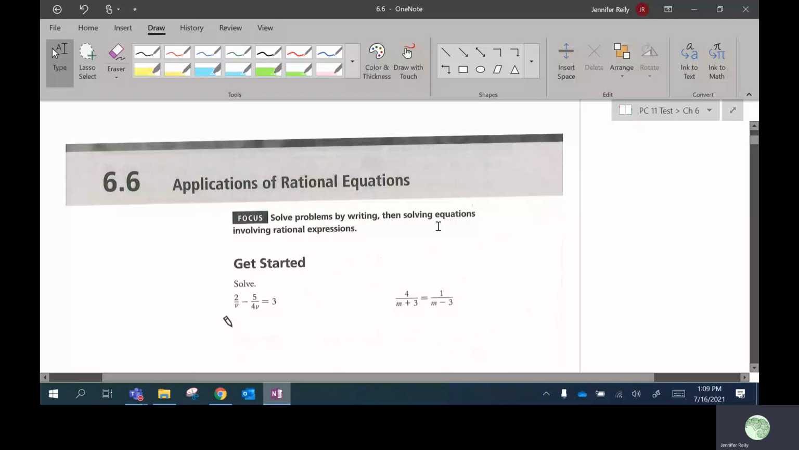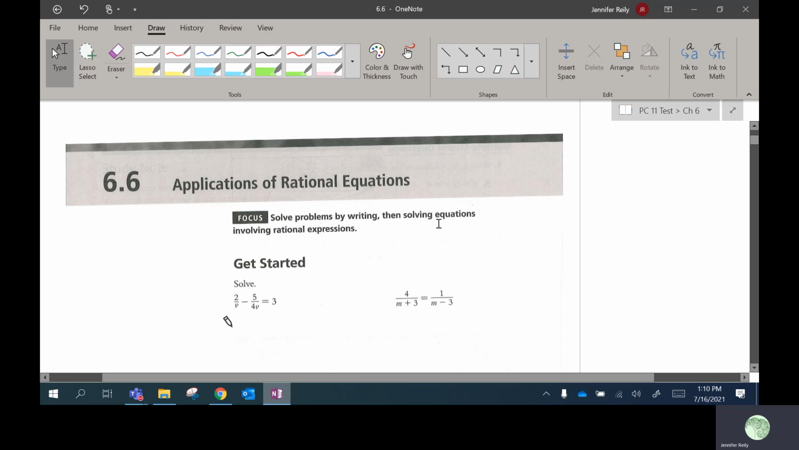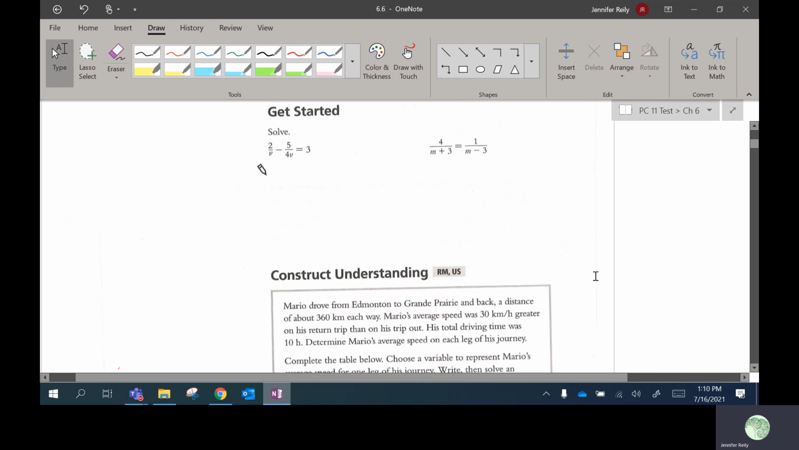Did a last lesson of chapter 6. We're going over applications of rational equations today. So sort of real life scenarios where, when you model them, you get a rational equation and then we need to solve it. We're going to see three main types of scenarios today. And the first one is a distance, speed, time scenario.